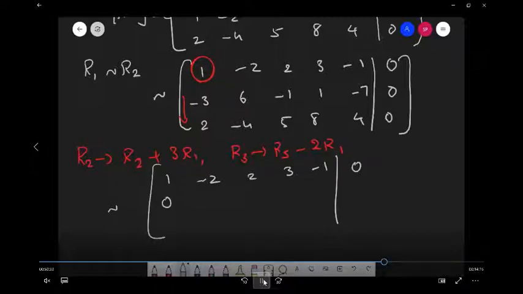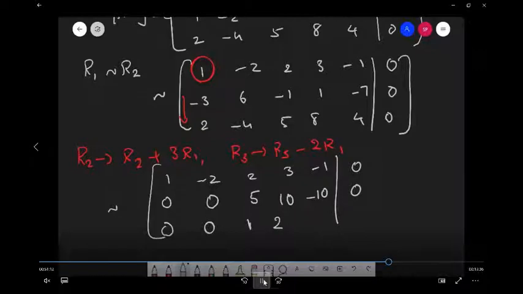Second row first element 0. Then 6 minus 6, 0. And then minus 1 plus 6, 5. And then 1 plus 9, 10. And then minus 7 minus 3, minus 10, 0. And the third row 0. Then minus 4 plus 4, 0. And then 5 minus 4, 1. And then 8 minus 6, 2. And then 4 plus 2 is 6.